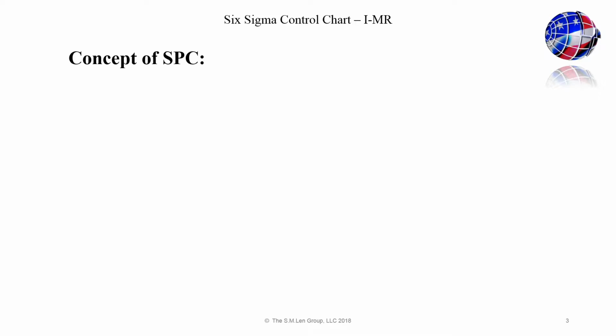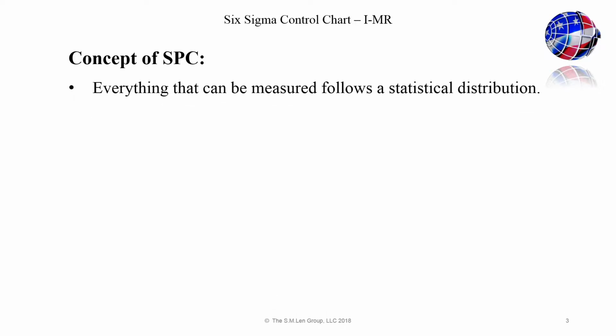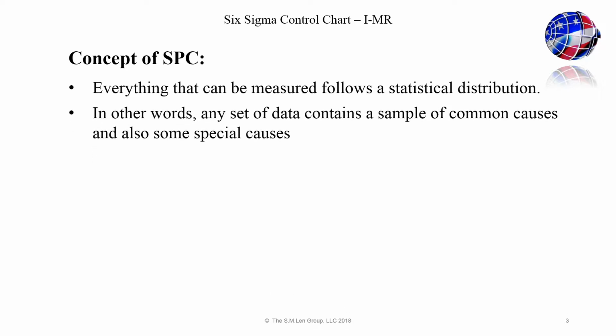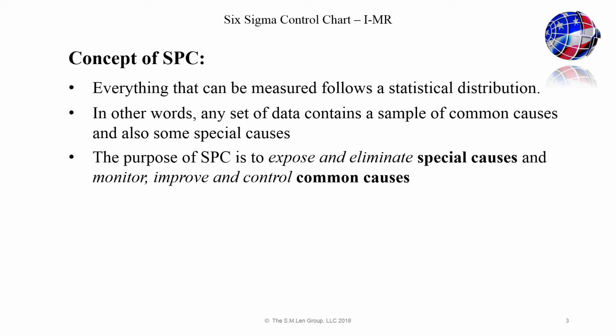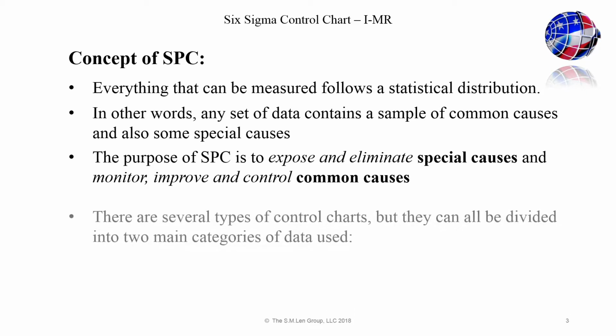So, basic concepts of SPC is everything that can be measured follows a statistical distribution. What I mean by that is any set of data contains a sample of common causes and also some special causes. The purpose of SPC is to expose and eliminate special causes and monitor, improve, and control common causes.